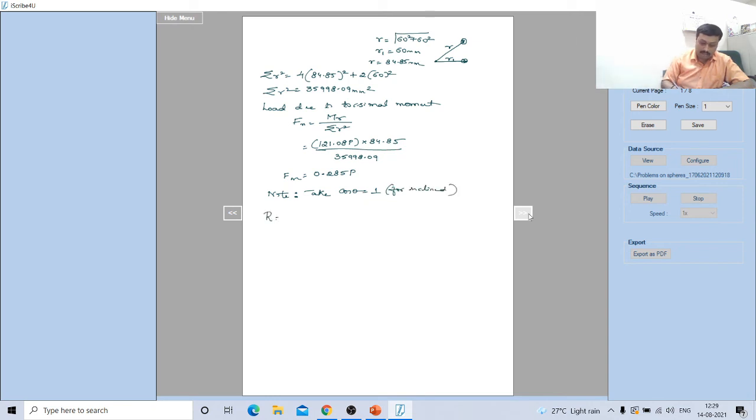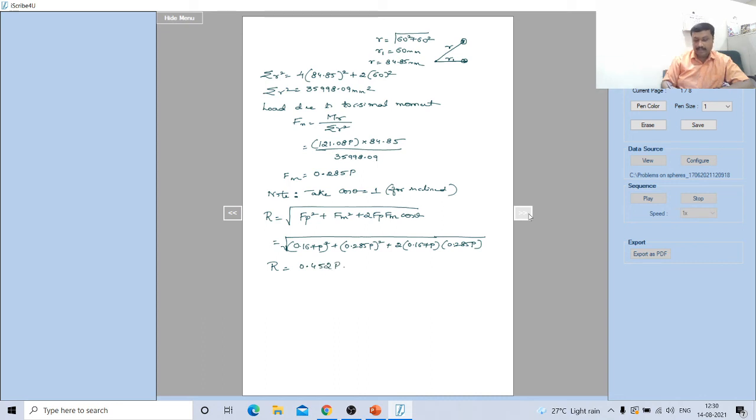Okay, so the resultant force on the bolt R will be equal to the square root of Fp square plus Fm square plus 2 times Fp Fm cos theta. So Fp is 0.167P square plus Fm is 0.285P square plus 2 times 0.167P into 0.285P. So R will be 0.452 times P. Slowly solve this. It is easy actually. It looks to be difficult, but it is a very easy problem. Okay. Now we got a resultant force of 0.452 times P.